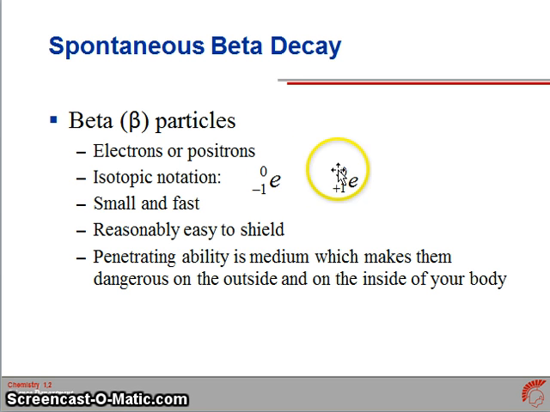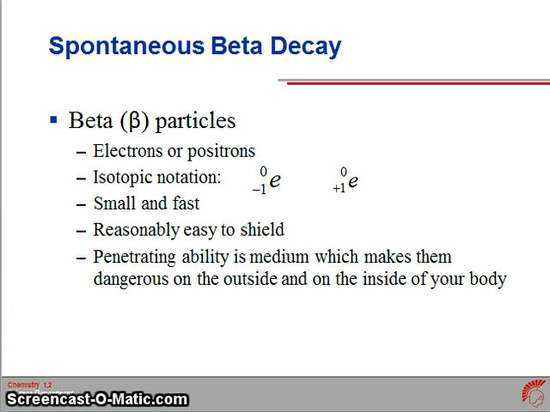If we take a look here on the top, we see that we have a number 0. That's because the mass relative to the proton or neutron, the mass for the electron will be considered 0 in this case. We know the electron does have a mass, however, it's very, very insignificant compared to the other particles inside the nucleus. So beta particles, you know already from the lab, are small and fast. They're kind of easy to shield, so protective gloves or an aluminum foil, for example, will shield them. Their penetrating ability is medium, so they're still dangerous on the outside and on the inside of your body.